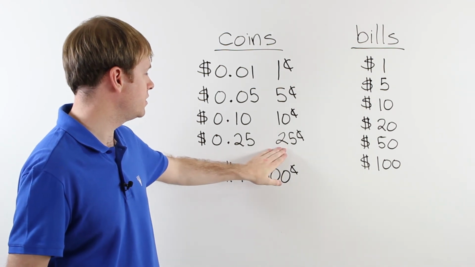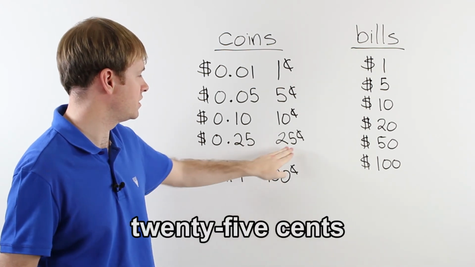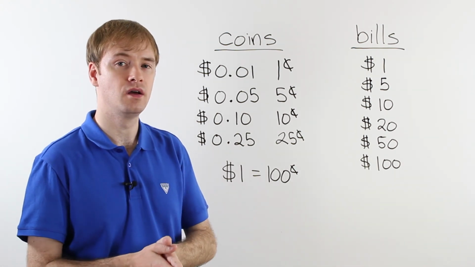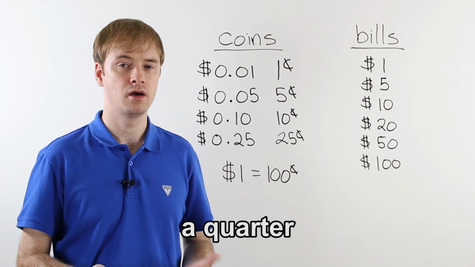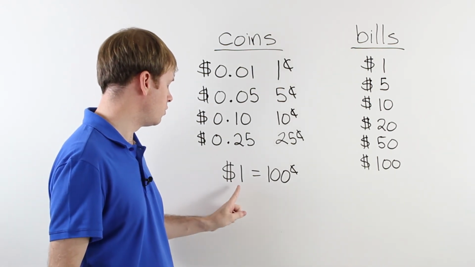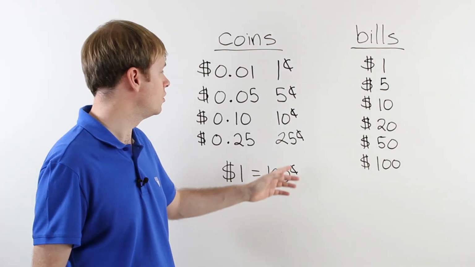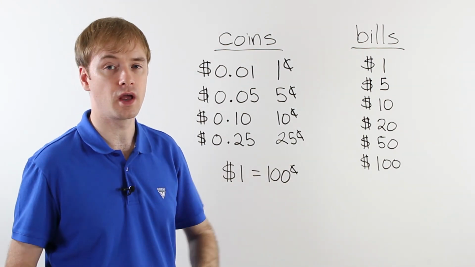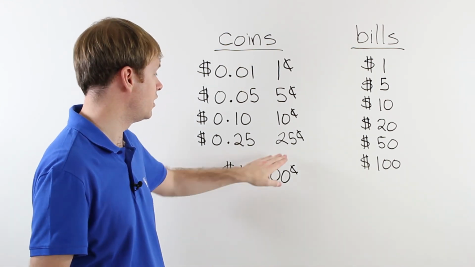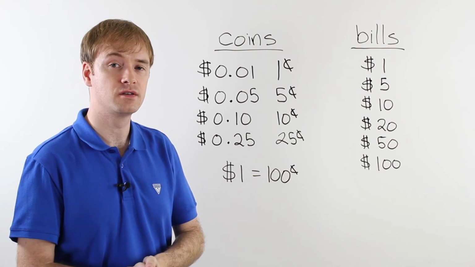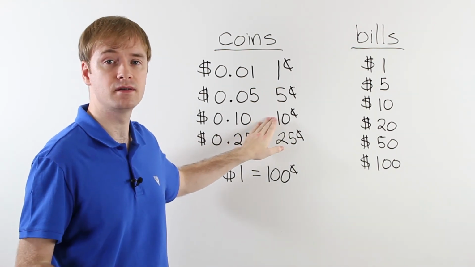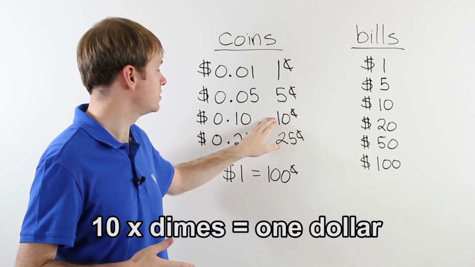And the last coin is 25 cents. And they call the 25-cent coin a quarter. A quarter, all right? Now, to get to $1, you need 100 cents. Okay, 100 cents makes $1. So if you have 4 quarters, you have $1. If you have 10 dimes, that's the same as $1.